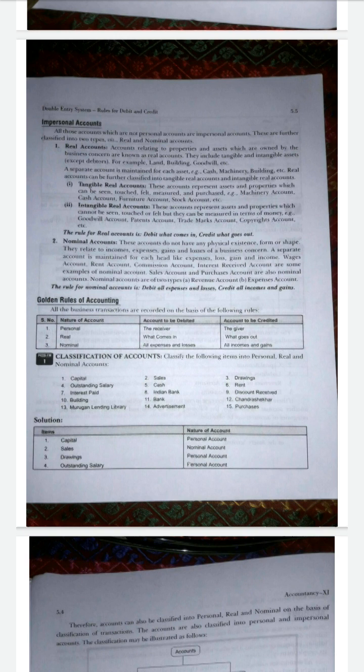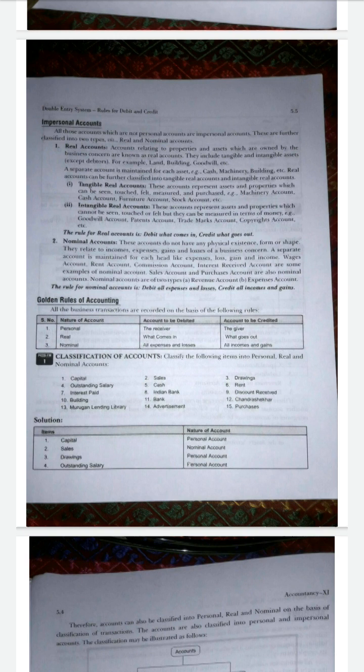Okay, so see the first one, capital. Just by seeing, you should be thorough enough to identify the account, whether it is personal, real or nominal. Understood? Capital is personal. I already explained that capital and drawings are personal. Sales means the amount is coming inside, so it is income, which is nominal. Drawings, I already explained, capital and drawings are related to the proprietor, so a person is related to that account, so it is a personal account.